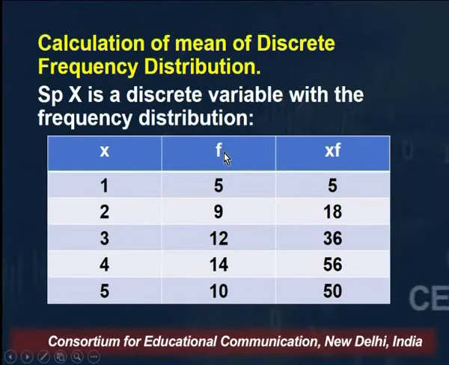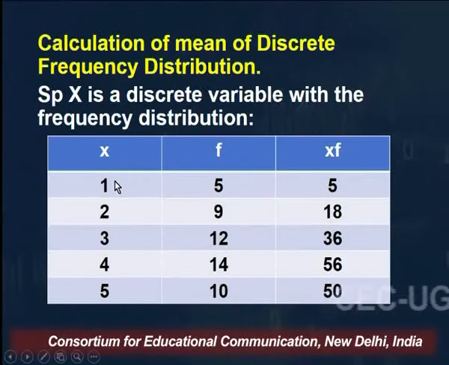Whenever we are given a frequency distribution, we will be given the values of small x's and the values of small f's. It might happen that you are given raw data, and in that case you might first be asked to obtain the discrete frequency distribution, that is, these two columns, as I mentioned in my earlier lectures, and then obtain the arithmetic mean of that frequency distribution. But here I am directly assuming that we are given the frequency distribution. So capital X assumes 5 values 1, 2, 3, 4, 5, and the corresponding frequencies are 5, 9, 12, 14 and 10.